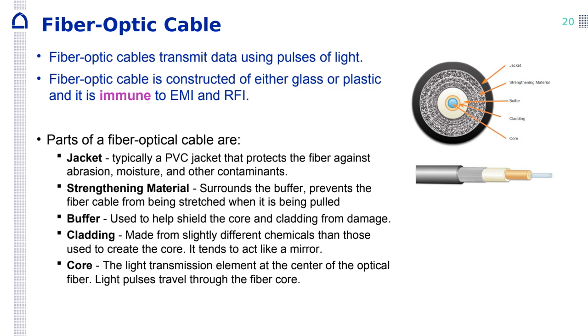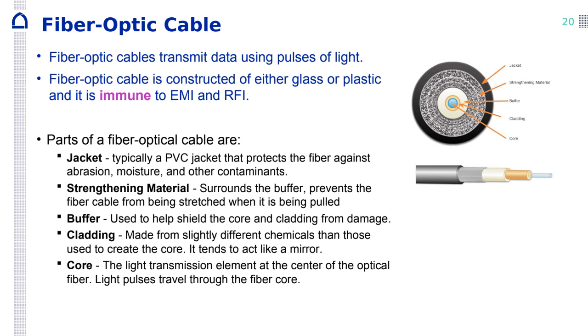Fiber optic, of course, is faster. It uses pulses of light. It is constructed of either glass or plastic and is immune to EMI and RFI. Electromagnetic signals do not affect it.